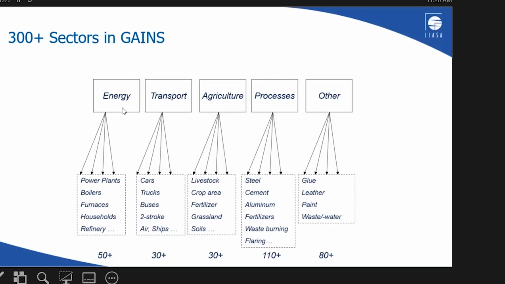For example, energy is divided into power plants, boilers, furnaces, households, and refinery. In transport, we have cars, trucks, buses, 2-stroke and 4-stroke vehicles, airships, etc. We have 30 plus sectors there. In agriculture, we have livestock, crop data, fertilizer, grassland, and soils. And in the processes, we have steel, cement, aluminum, brick, fertilizer, and so on. And then we have other solvent related sectors.